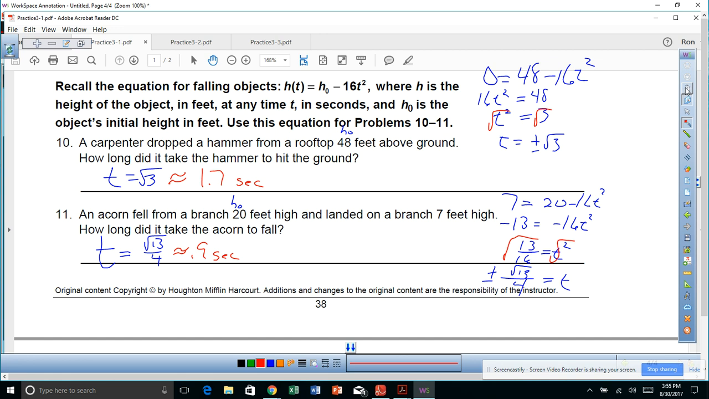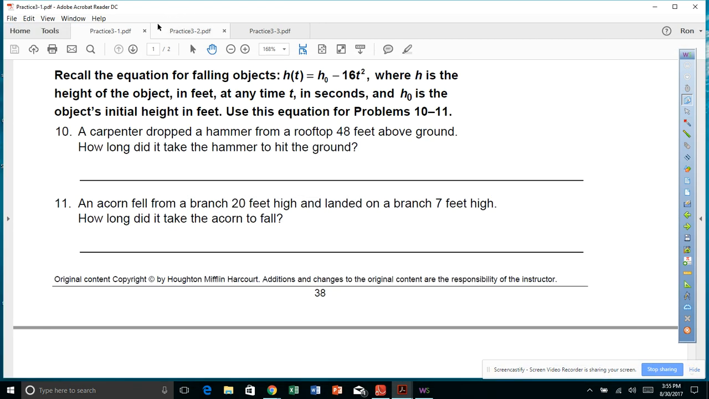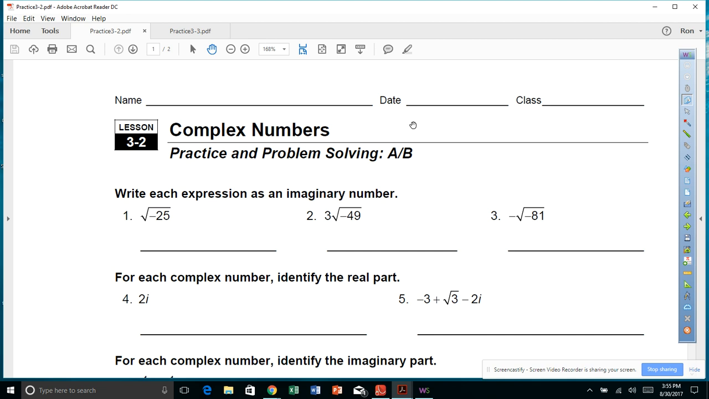All right, folks, great job on 3-1. Now let's practice 3-2, complex numbers. Write each expression as an imaginary number.